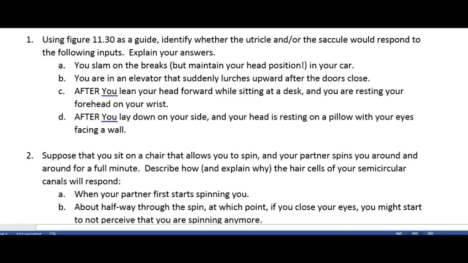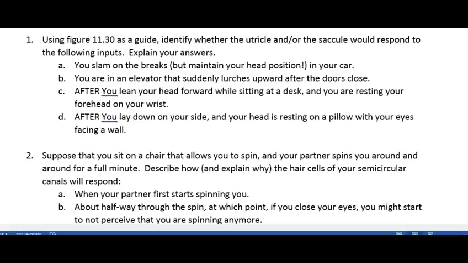After you lean your head forward while sitting at a desk and you're resting your forearm on your wrist. So this is how many of us spent homeroom in high school. At least that's what I did in homeroom. So I'd be sitting there, my head's resting on my forehead, so I'm oriented this way. Basically that means my head is facing straight downward. So it's not so much the motion to get there, it says after. So after you've already gotten to this spot and you're resting peacefully on your desk, in that situation, what is going to be happening with your saccule and your utricle?